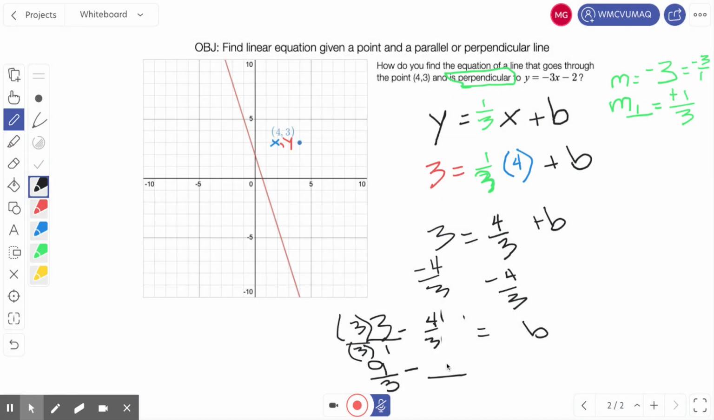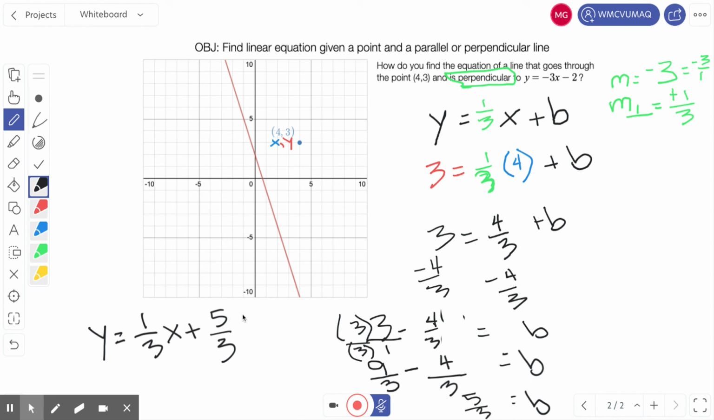Okay, so I'm just going to keep it 4/3 because we want thirds, right? 9 over 3 equals b. I haven't done anything with that side. So now, with the same denominators, we can just do 9 minus 4. 9 minus 4 is 5. 5/3 equals b. Excellent. So our equation, we have to go back to this one, right? y equals, the slope is what we talked about, 1/3 x plus, and now we have 5/3 as b.